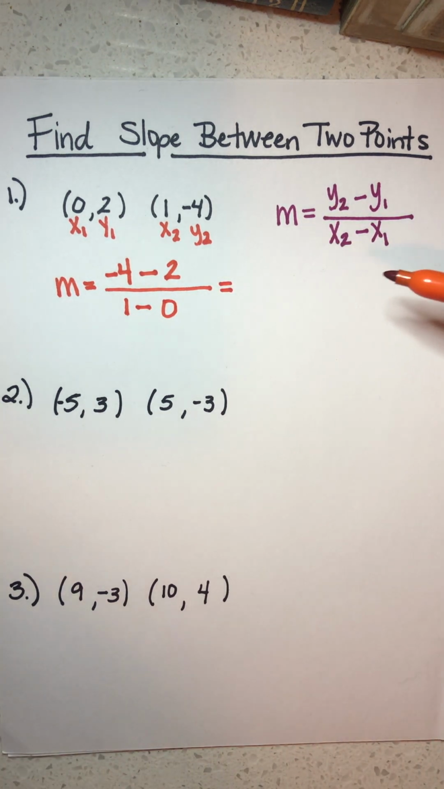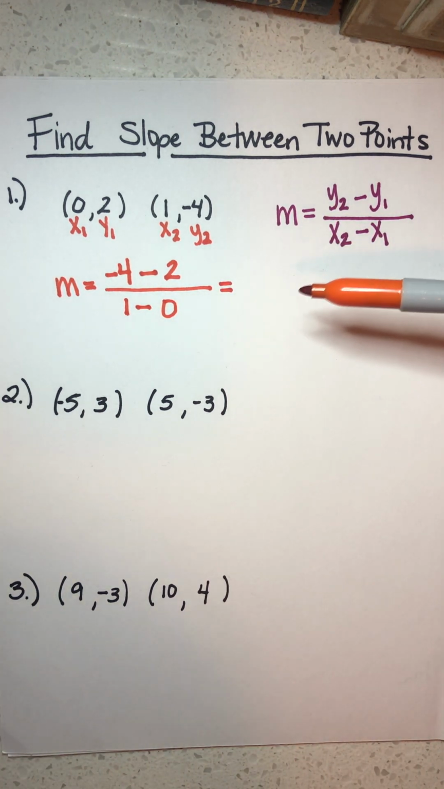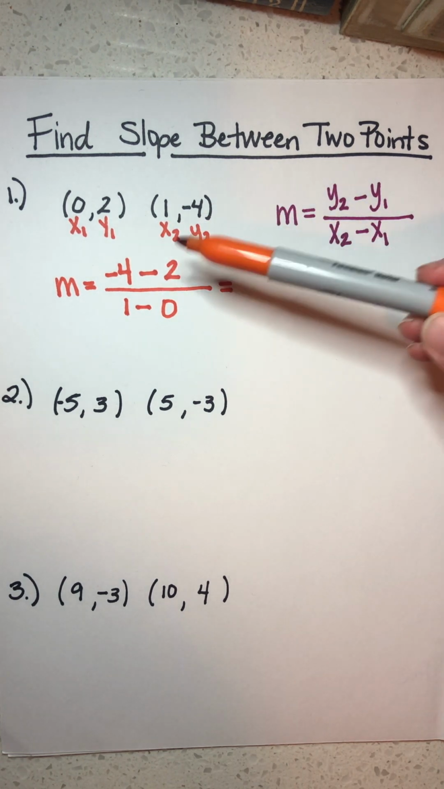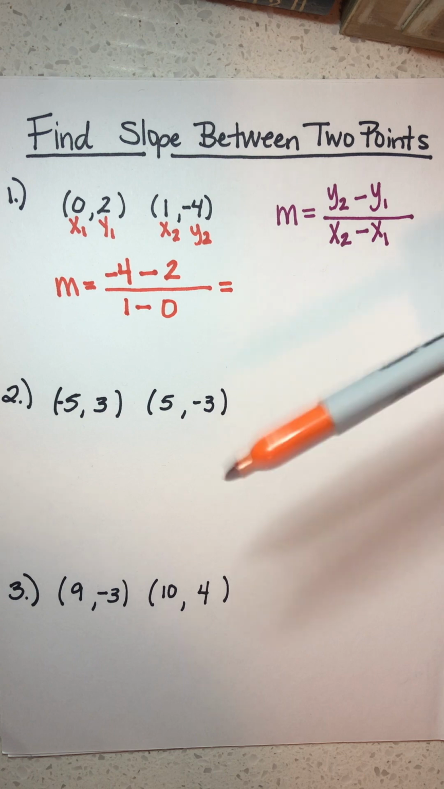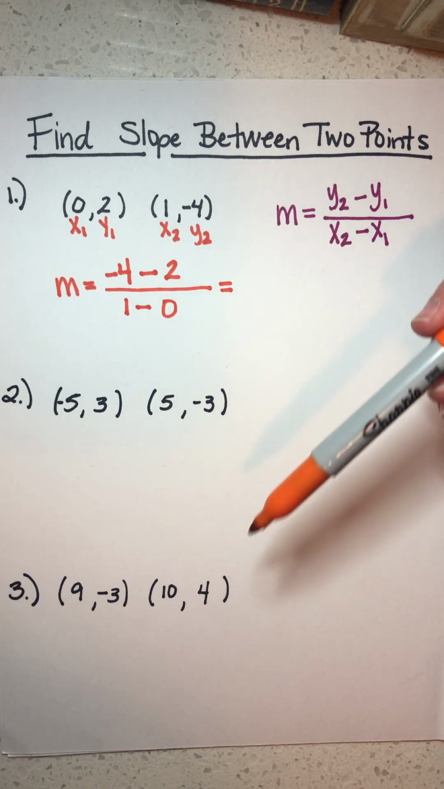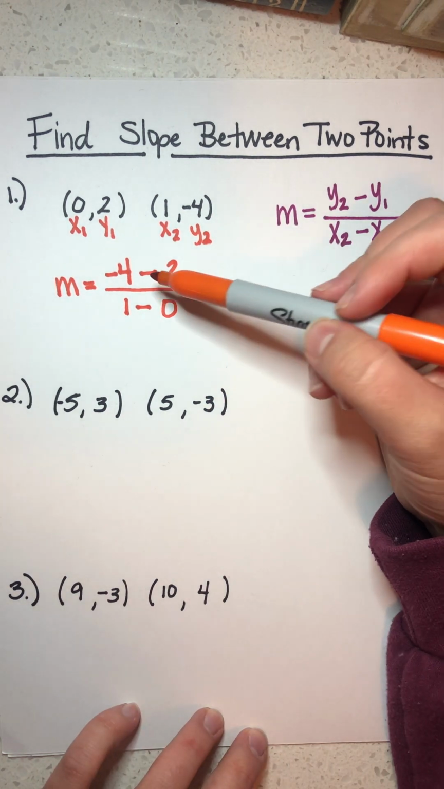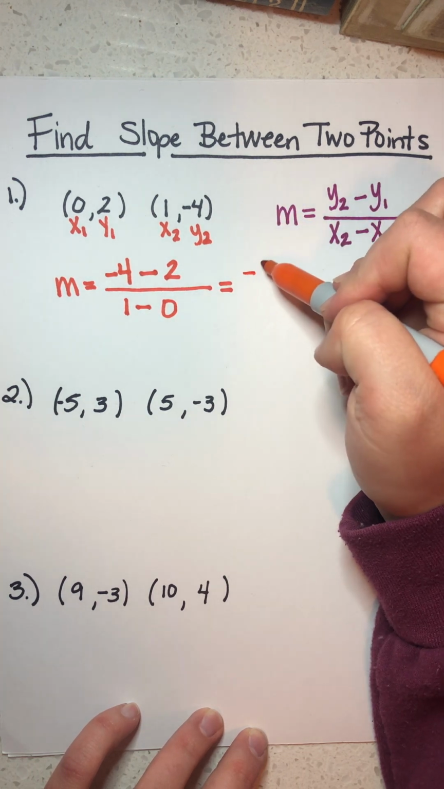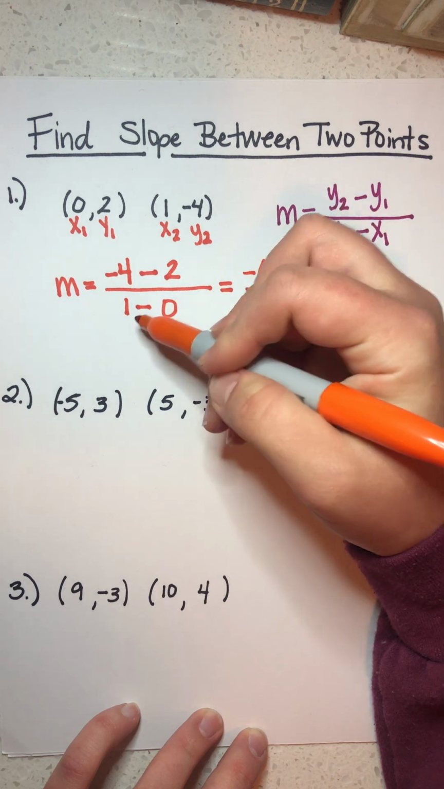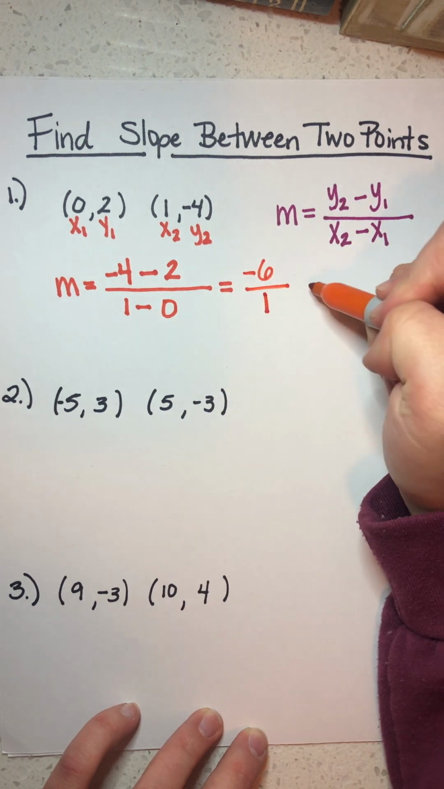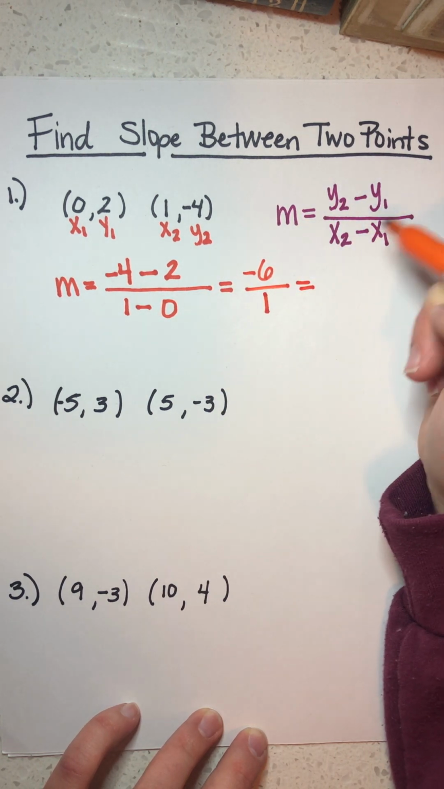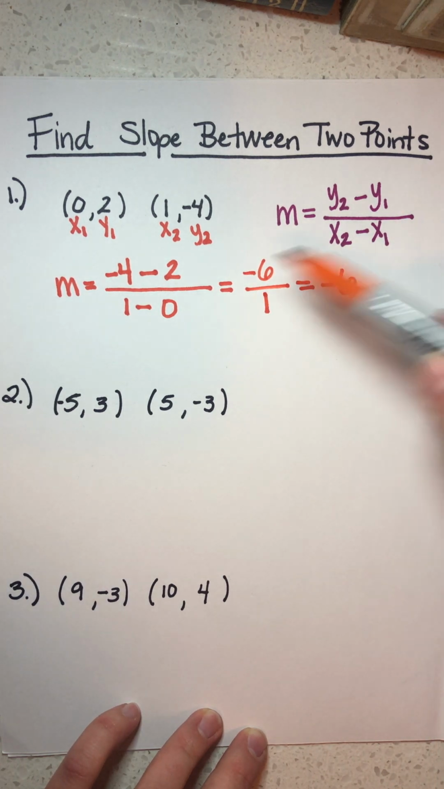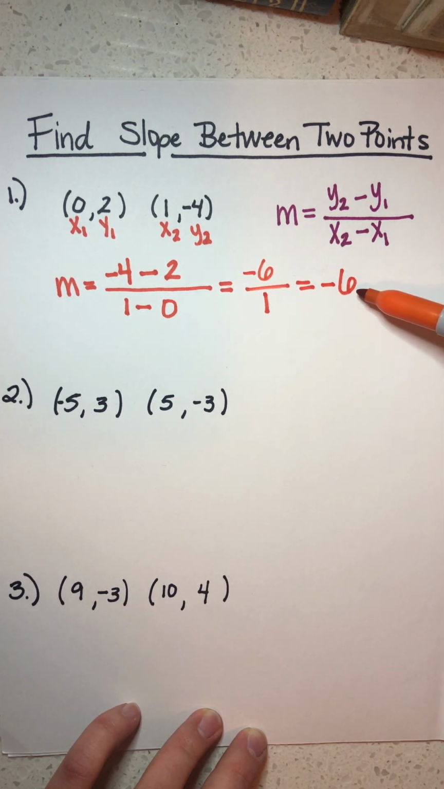Usually I've noticed students don't tend to have too much of a problem substituting the values into the formula. It's the simplifying that tends to throw people off, especially on these problems we're going to do down here when there are more negatives around. So -4 minus 2 gives you -6, and then 1 minus 0 is just 1, and anything divided by 1 is just itself. So the slope between these 2 points is -6.